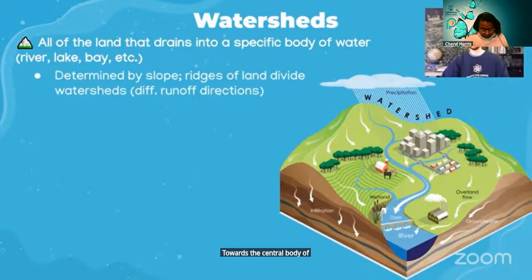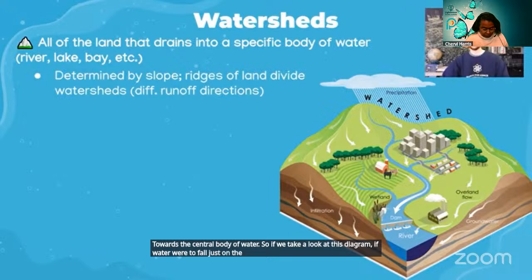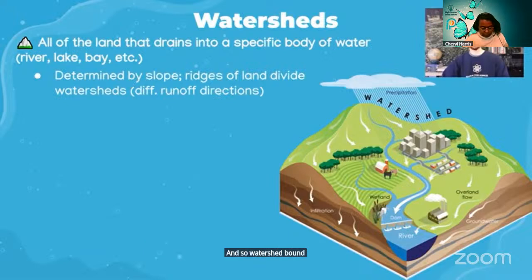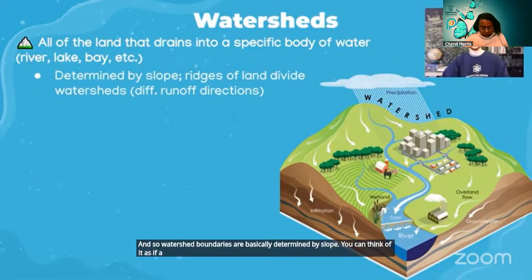So if we take a look at this diagram, if water were to fall just on the right side of this ridge, it's going to trickle down and due to gravity run off into this river. Now if it falls to the left of this dotted line here, it's going to follow the slope and go into a different watershed. And so watershed boundaries are basically determined by slope. You can think of it as if a drop of water lands on this piece of land, which body of water will it run off into?